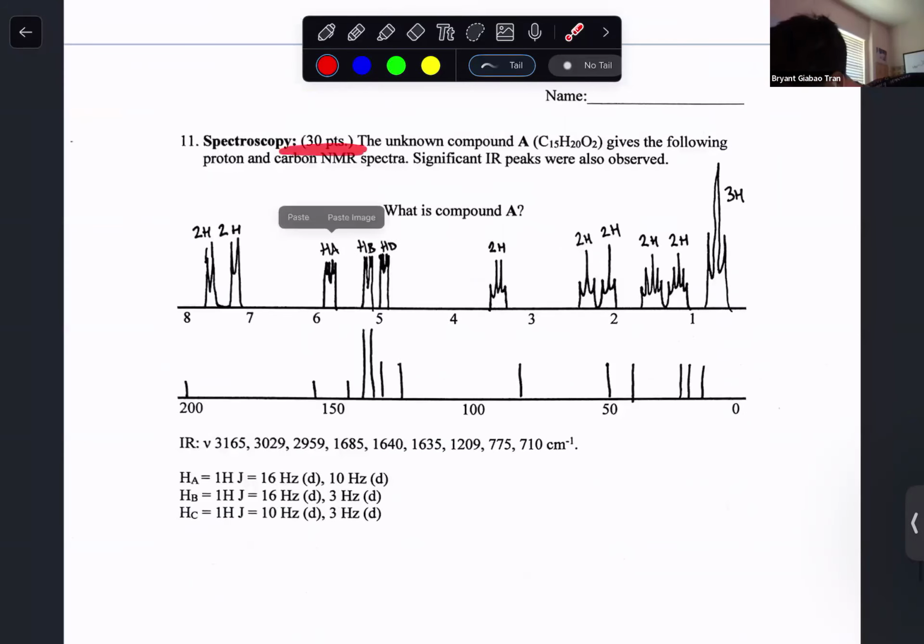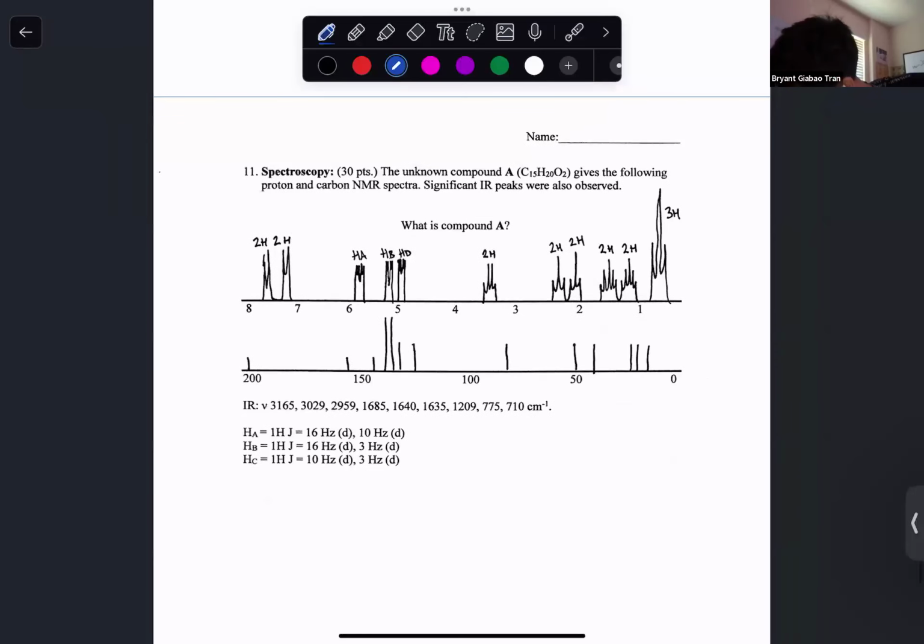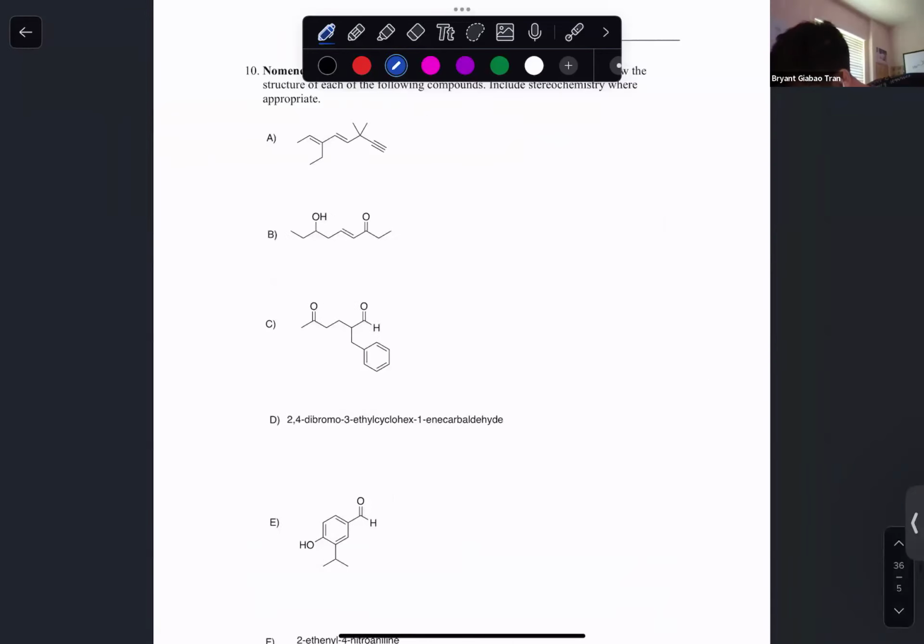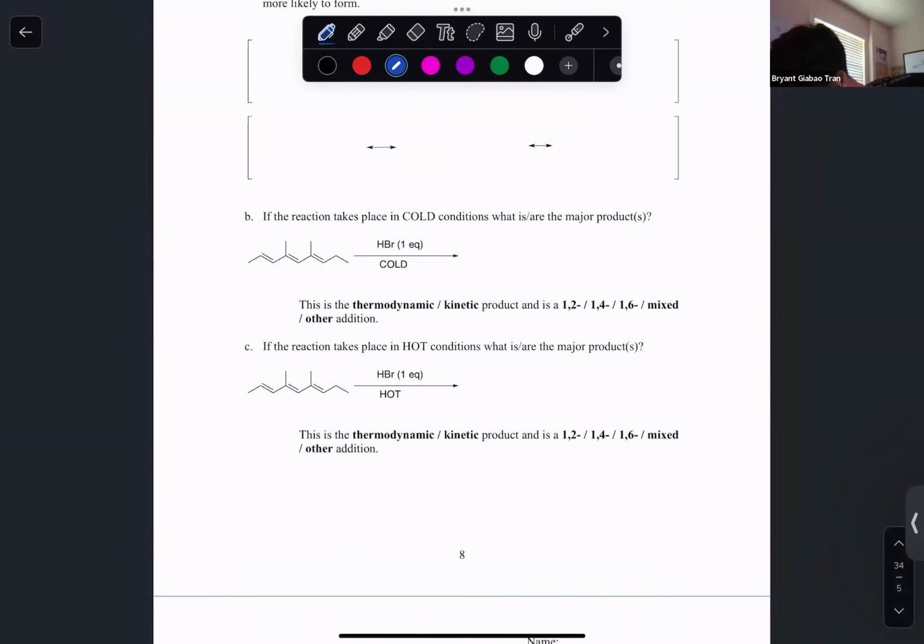Okay, 30 point spectroscopy. The first step we do is calculate the degrees of unsaturation, DOU. Brian, can you go over number 9? Oh, number 9? Yeah, let's go over number 9 before that.